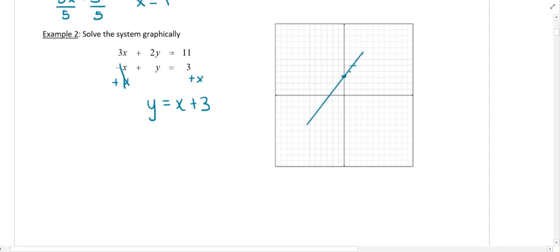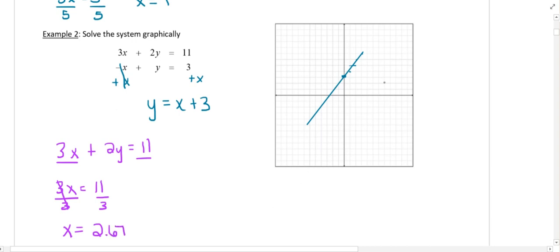Okay, and then I have 3x plus 2y equals 11. That's going to be a little bit tricky with our graphing. So what I'm going to do is find the intercepts, and that'll be a little bit easier. So I'm going to do 3x equals 11 for the first intercept. That's going to be x equals 11 over 3, which is 2 and 2/3, so 2.67 for our x-intercept. So I'm going to have to go 2, here's 3, so 0.67, maybe about right here.